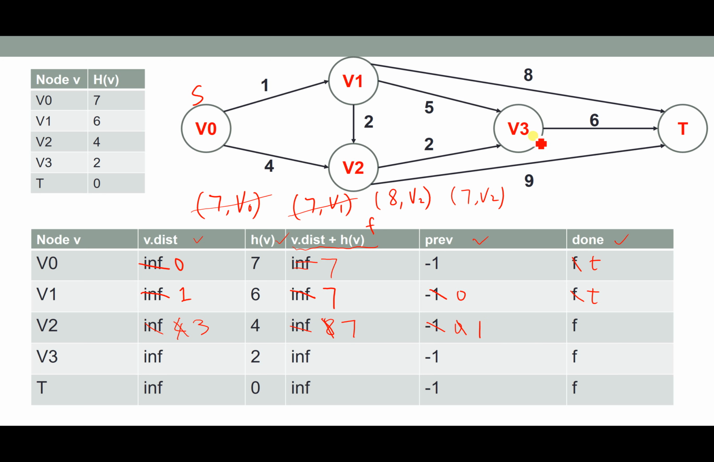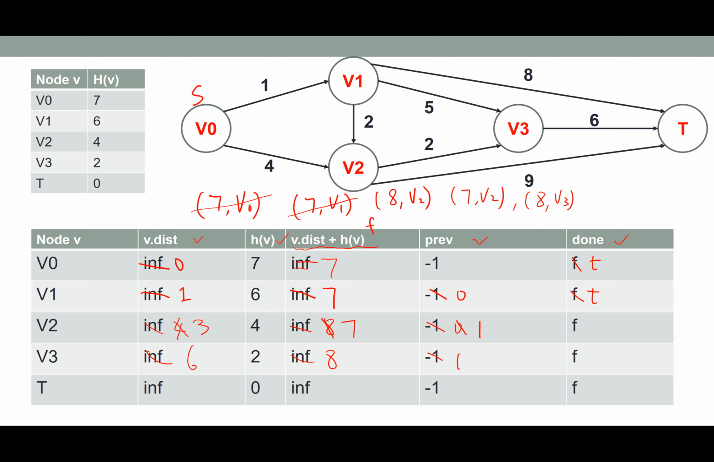For v3, right now it's infinity. We go from v1, which gives us 6. You add 6 with 2, you get 8. And this previous is changing into 1, you enqueue it, so it's 8 v3.